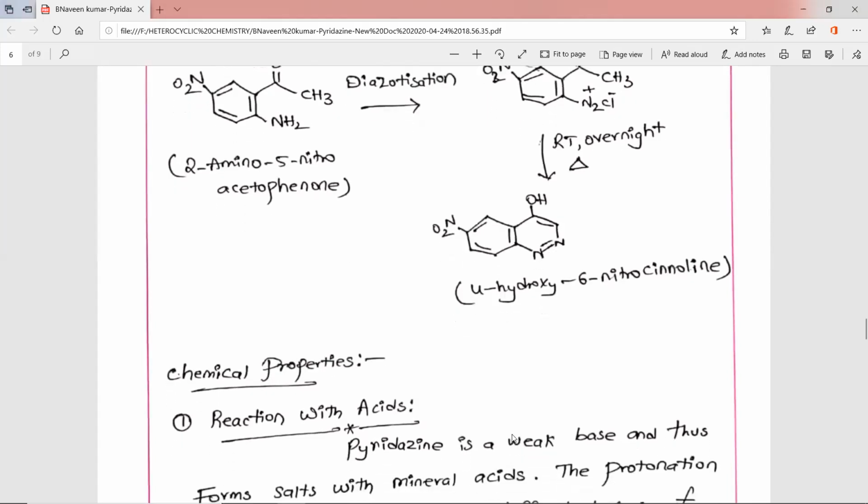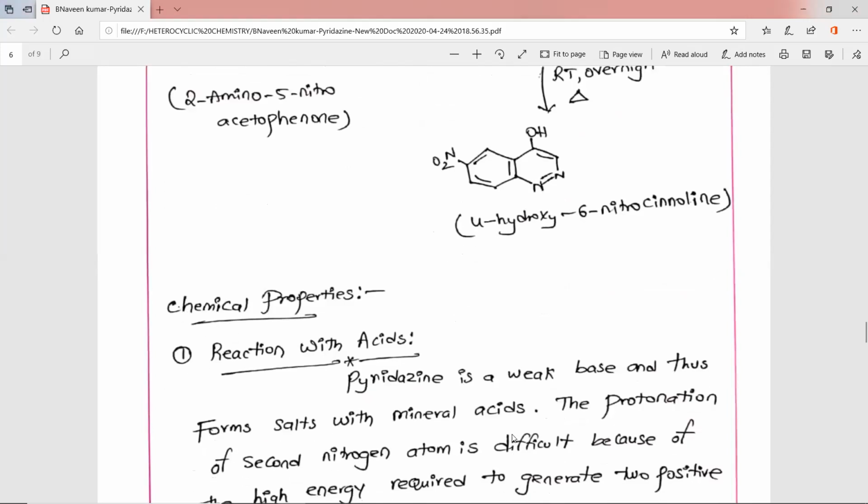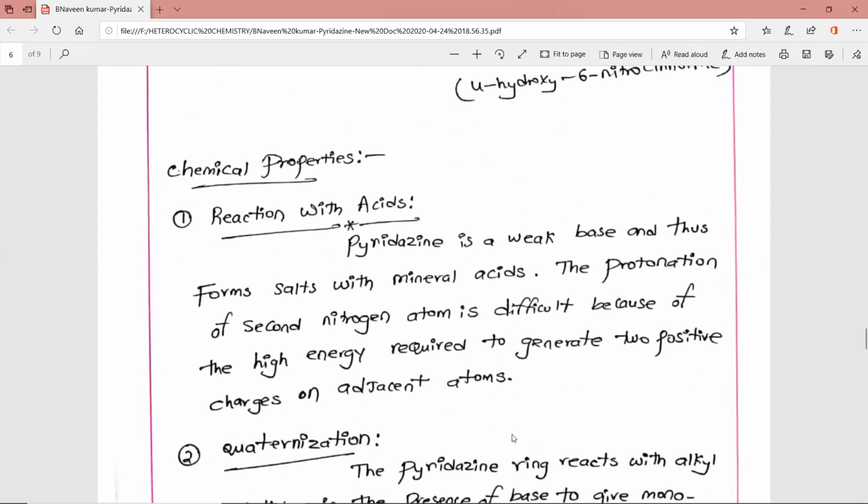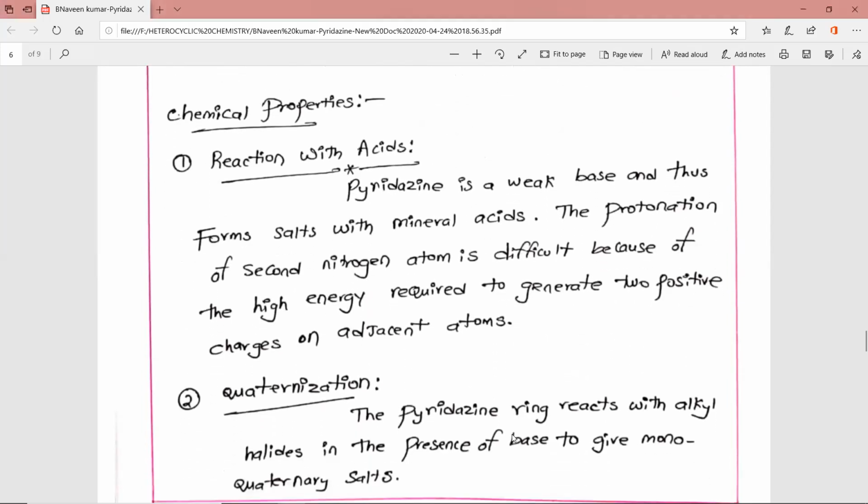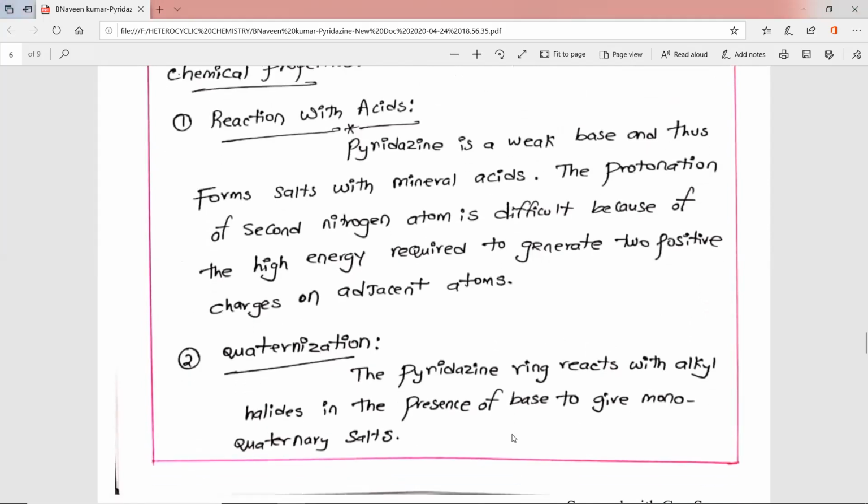So chemical properties. Coming to the chemical properties, pyridazine is a weak base. So it is a weak base compared with pyridine, and it forms salts with mineral acids. When treated with mineral acid, it forms the corresponding salts. So the first of the nitrogen atoms gets protonated.